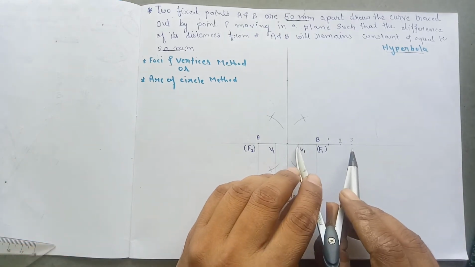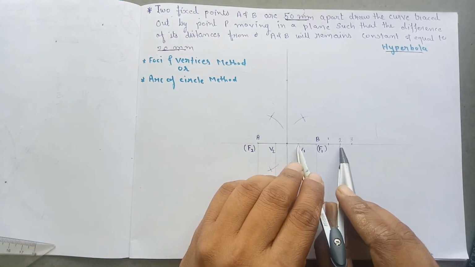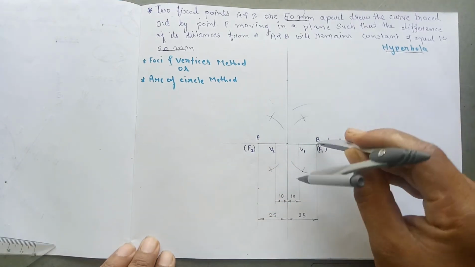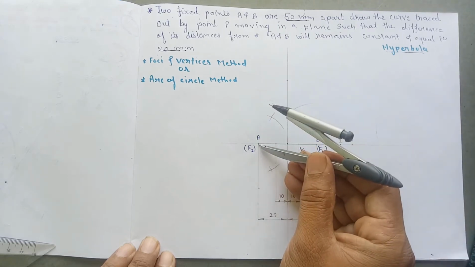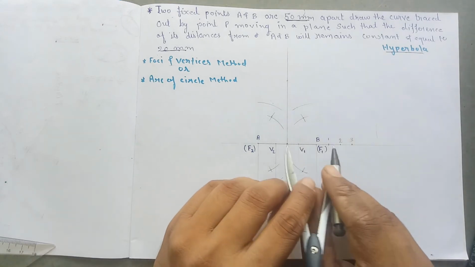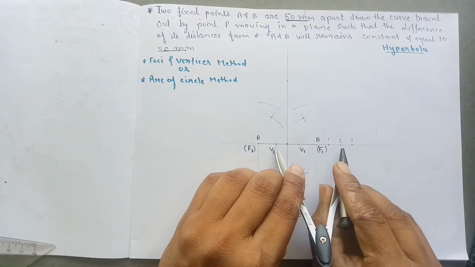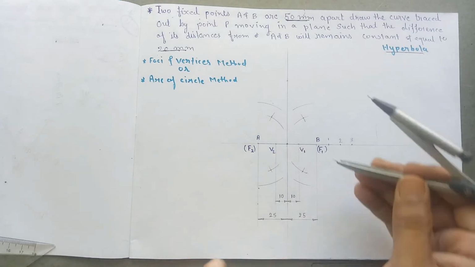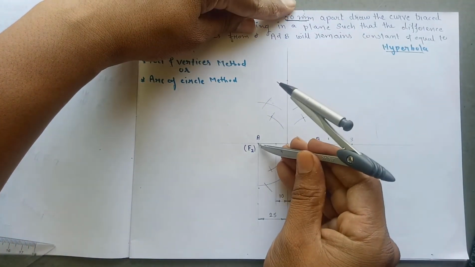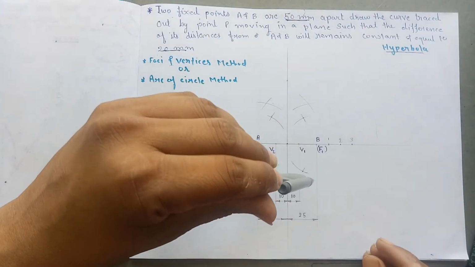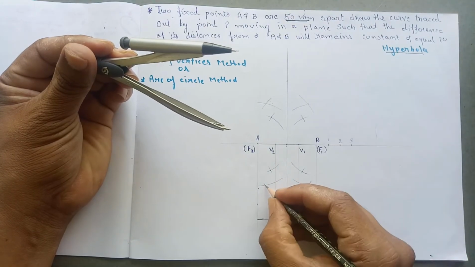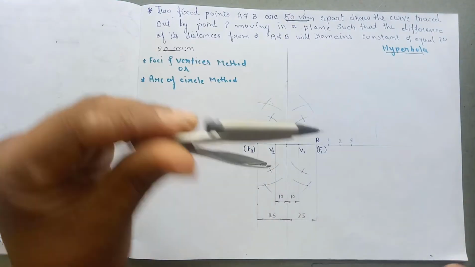Now measure the distance of 2 from V1 and give an arc from the focus point F1, 1, 2, also from focus point F2, 1, 2. Now measure the point 2 from V2 and give an arc from the focus point F1, 1, 2, focus point F2, 1, 2. Mark these points 1, 2, 3, 4.